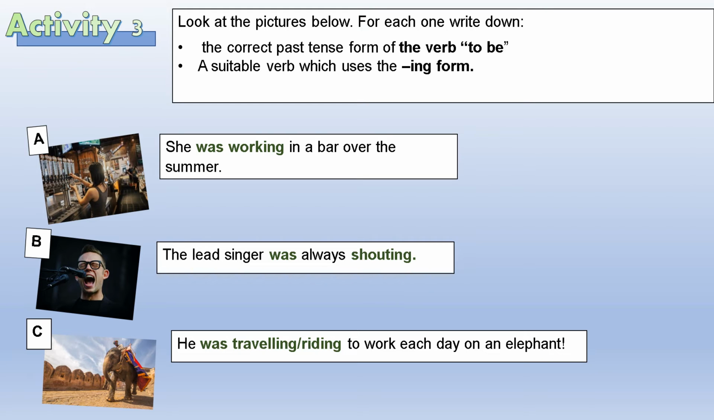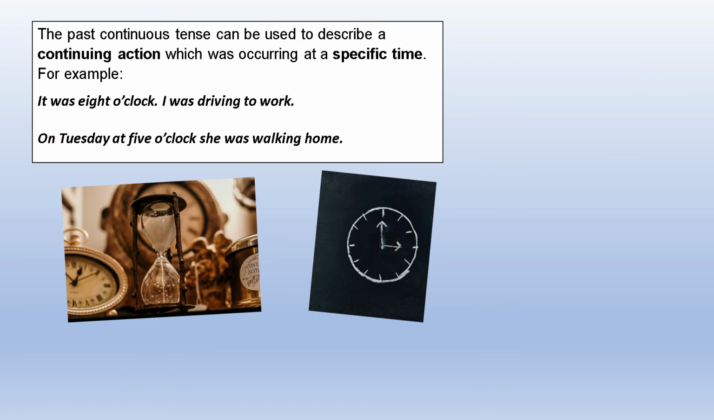The past continuous tense can be used to describe a continuing action that was occurring at a specific time. So it was 8 o'clock, I was driving to work. On Tuesday at 5 o'clock, she was walking home.